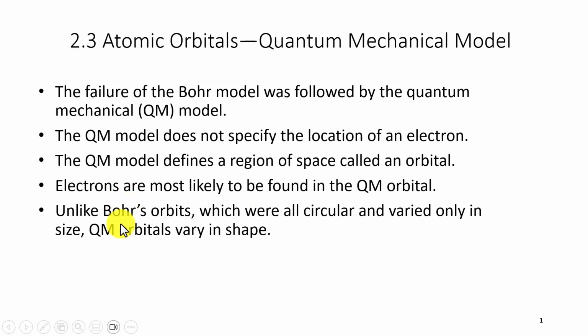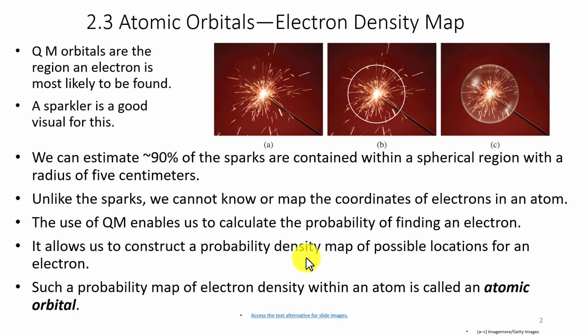Unlike the Bohr model, where they were all circular and varied only in size, quantum mechanical orbitals vary in shape as well, and we're going to see how they do that. First, let's try to figure out what an orbital is. This is really just a region in three-dimensional space where an electron is most likely to be found. Let's look at an example.